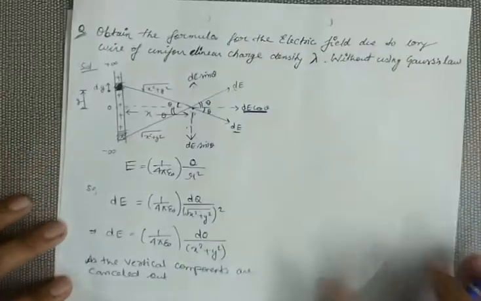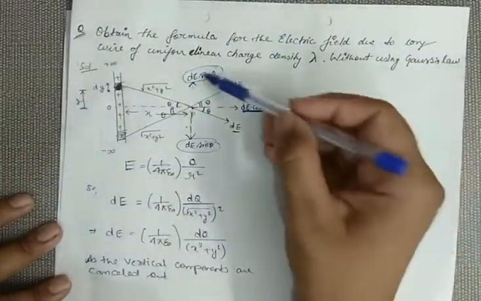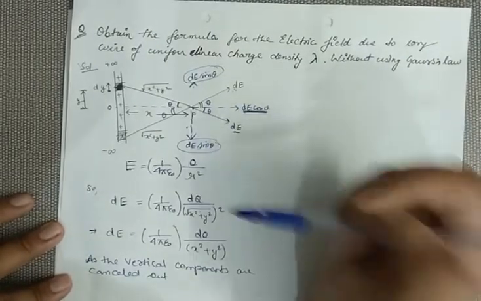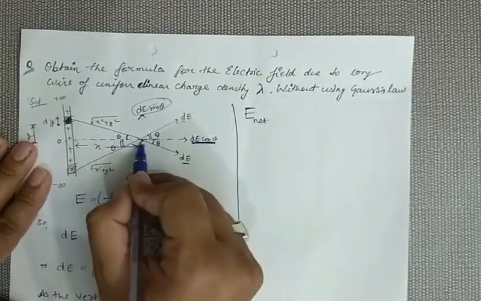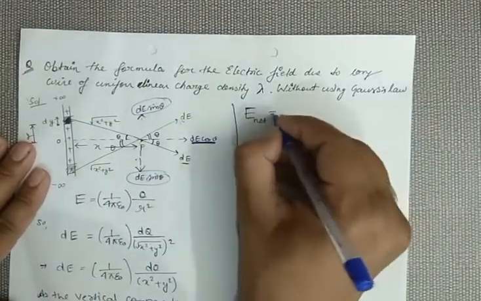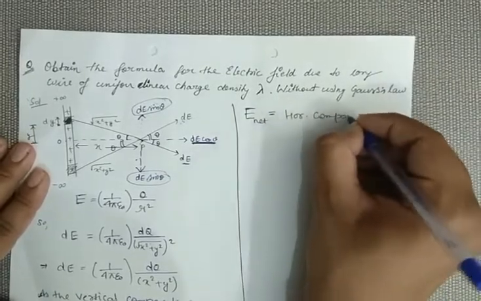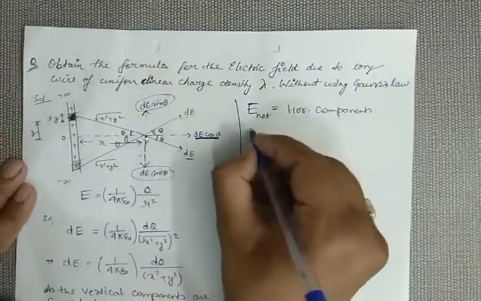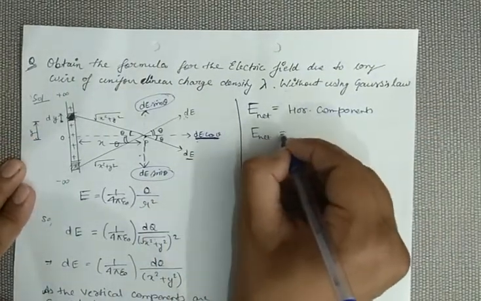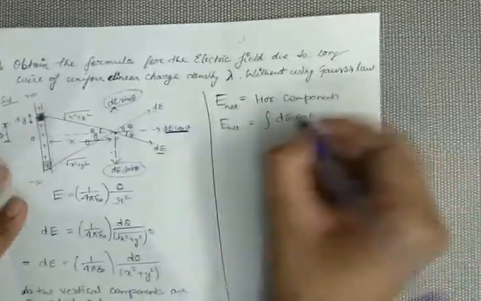Just look through these two components. I am talking about dE sin theta upward and dE sin theta downward. Both are equal and opposite, so they will cancel out each other. So the net electric field which we have to find at the point P is only due to the horizontal component, and your horizontal component is dE cos theta. So we can find the net electric field by integrating dE cos theta.